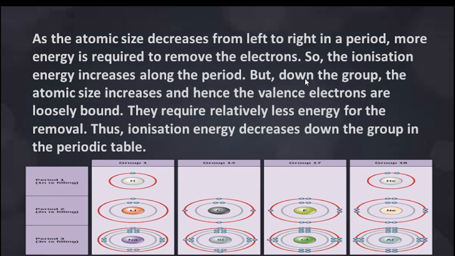Down the group, for example the first group elements, the atomic size increases and hence the valence electrons are loosely bound. They require relatively less energy for removal. Thus, ionization energy decreases down the group in the periodic table.